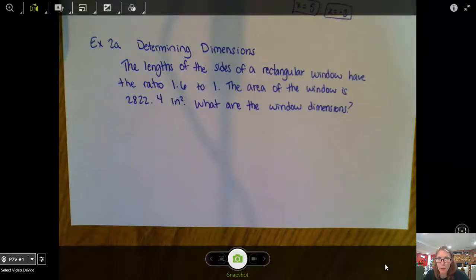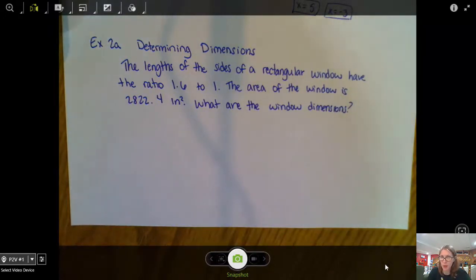My next type of problem is working with determining dimensions of different objects. The lengths of the sides of a rectangular window have the ratio 1.6 to 1. The area of the window is 2,822.4 square inches. What are the window dimensions?